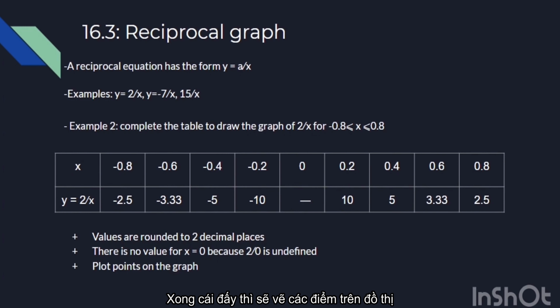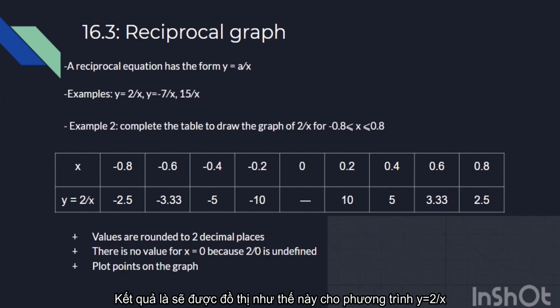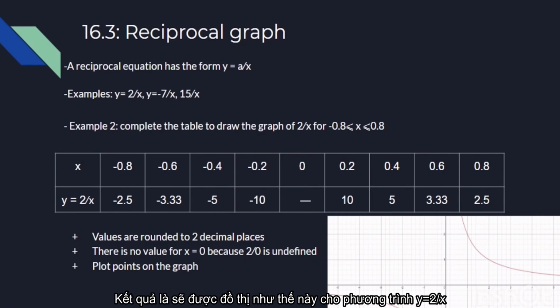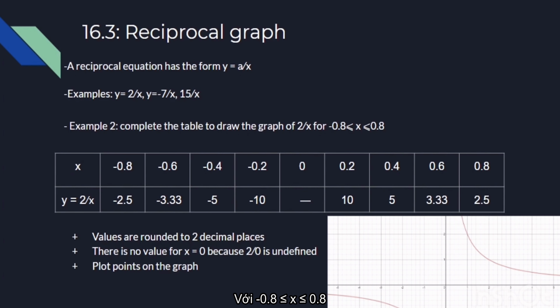And after that, plot points on the graph and we'll have the complete graph here for 2 over x with minus 0.8 less than or equal to x less than or equal to 0.8.